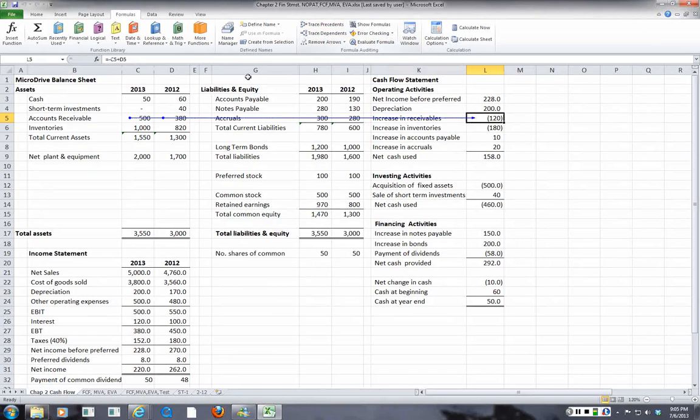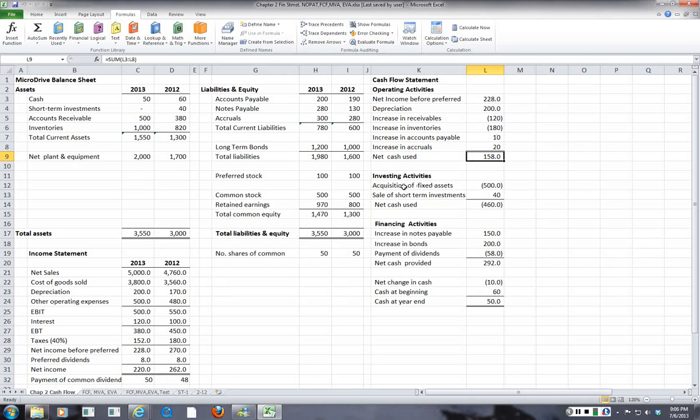Then we have an increase in receivables. You can see our receivables went from $380,000 to $500,000. That's a minus $120,000. That increase in receivables has to be financed, so it reduces cash flow by $120,000. The same is true with inventories. Inventories go up from $820,000 to $1 million, that's $180,000, so that also eats up cash. Then accounts payable went up by $10,000, from $190,000 to $200,000. That adds cash, as does the increase in accruals. The total of all those things is $158,000.